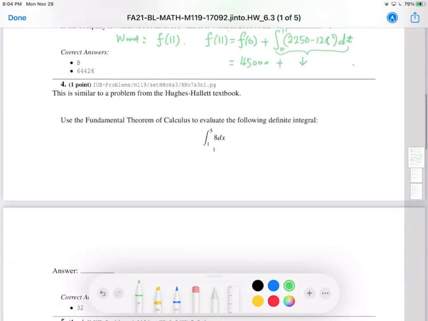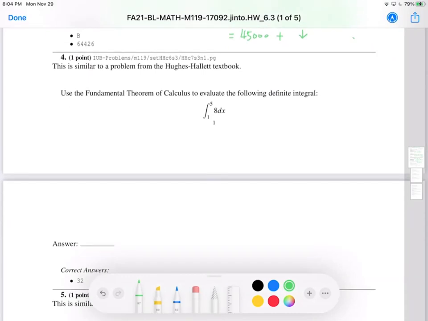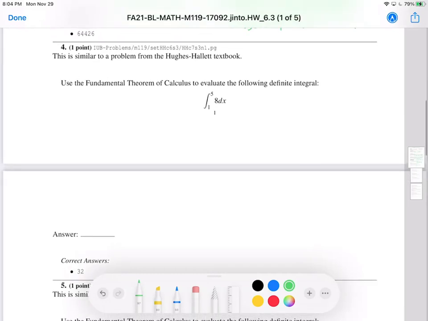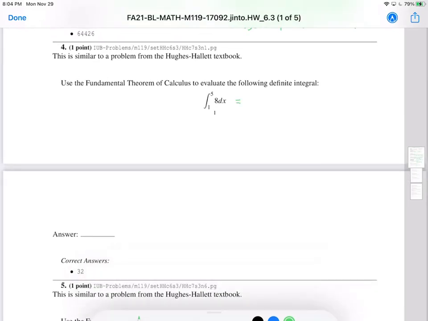Number 4. Now the questions are very technical. Use the fundamental theorem of calculus to evaluate the following definite integrals. Okay, for this one, by the second formula, the antiderivative is 8x from 1 to 5, and 8 times 5 minus 8 times 1. So 40 minus 8 is 32.